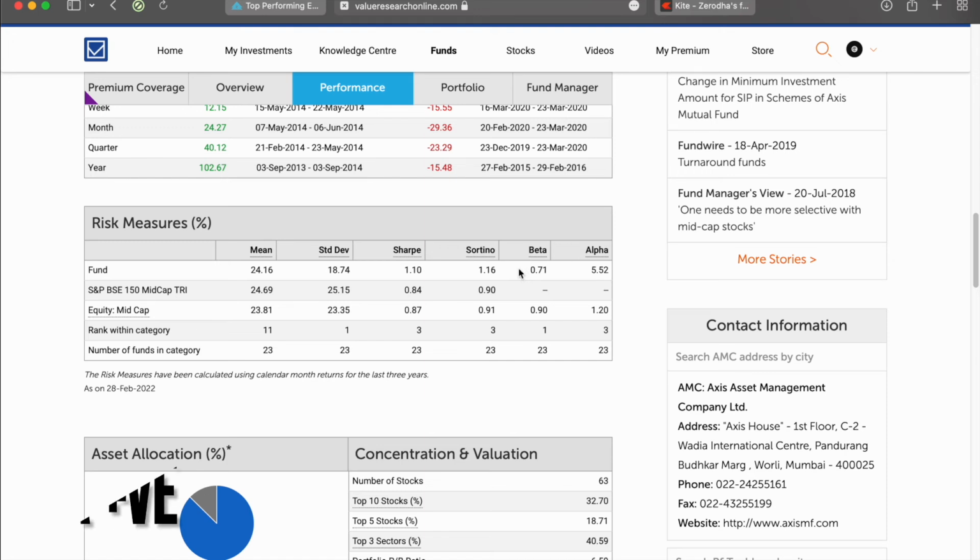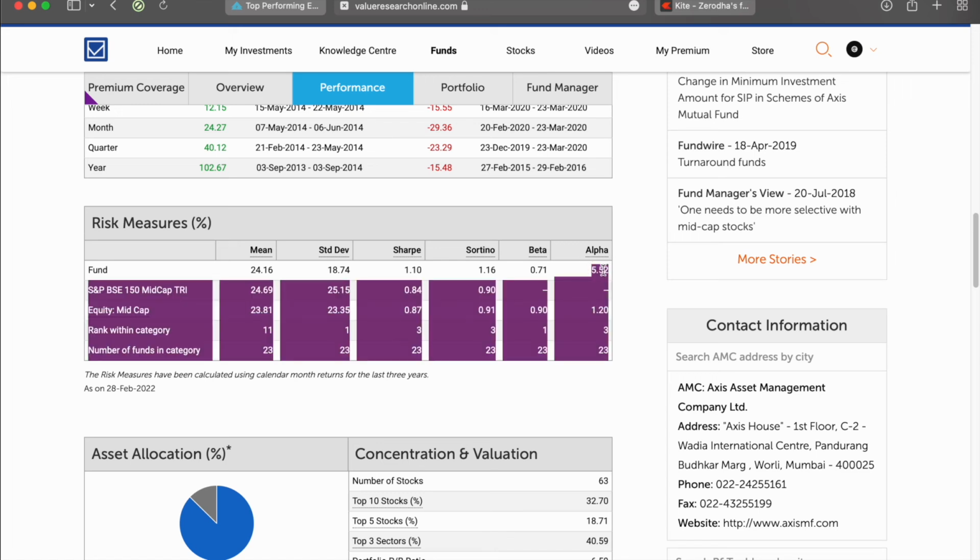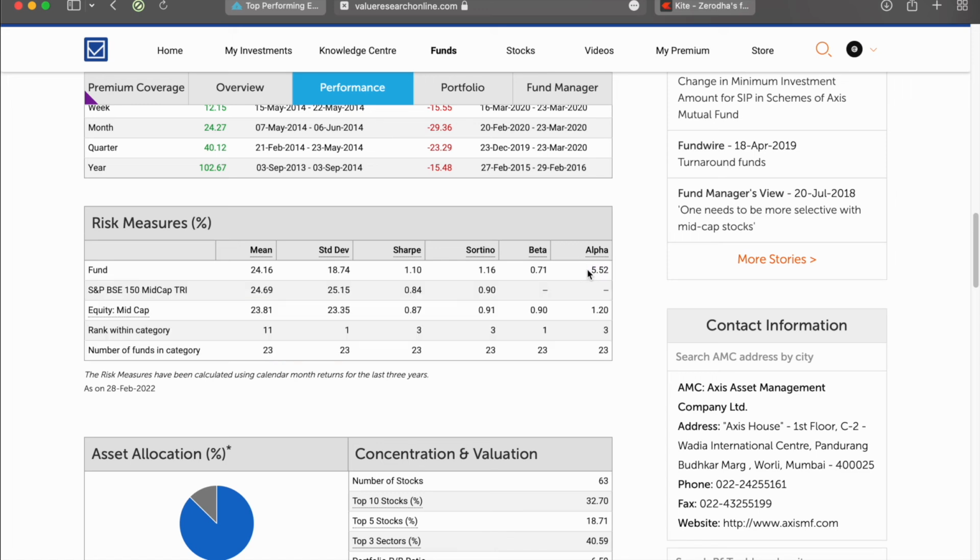Now, the next thing that we need to analyze is alpha. Alpha is nothing but what the fund has been able to generate over and above its expected returns. A positive number is fine. You do not need to overcomplicate things. A positive number is fine.